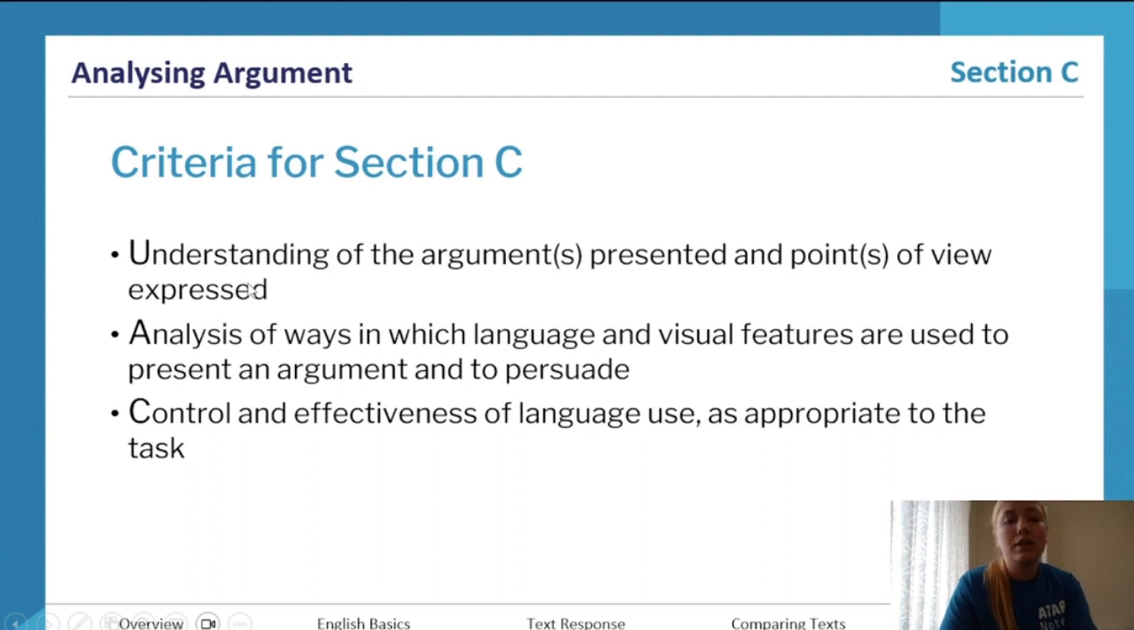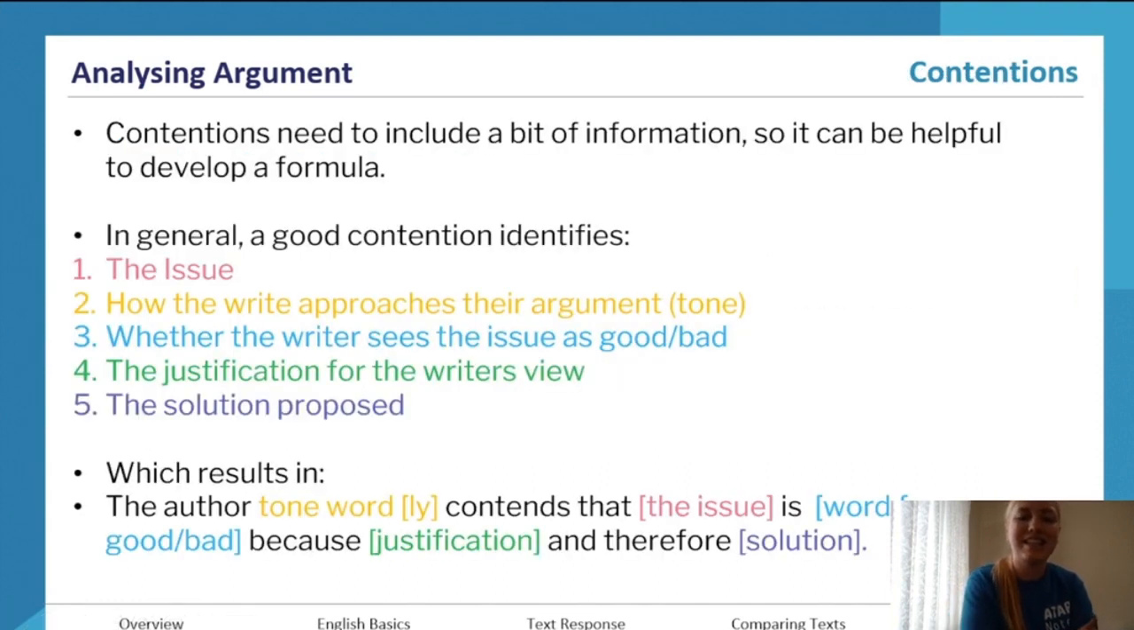So being really good at the what, how, why process and being able to find the author's arguments and contention, their main argument within the text, and identify these is what you're going to be mostly assessed on. And then, of course, control and effectiveness of language use. As always, we see that one every single time.